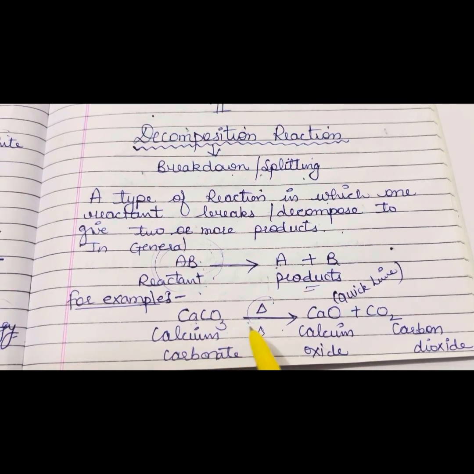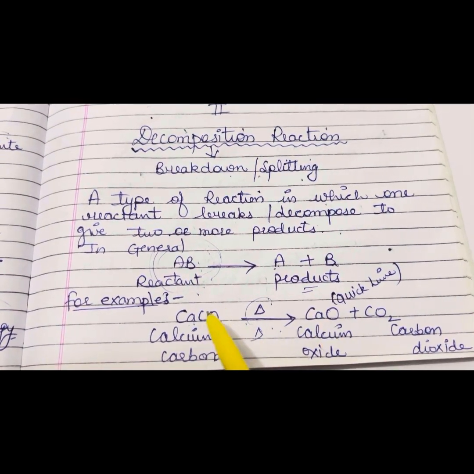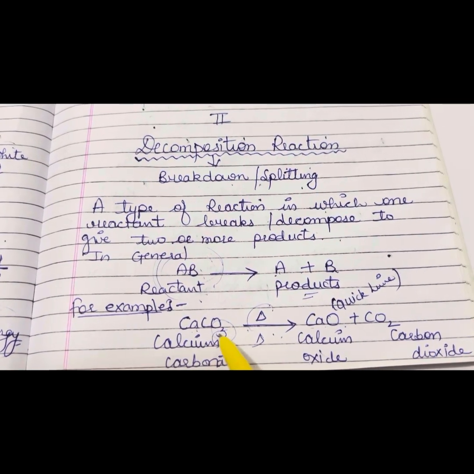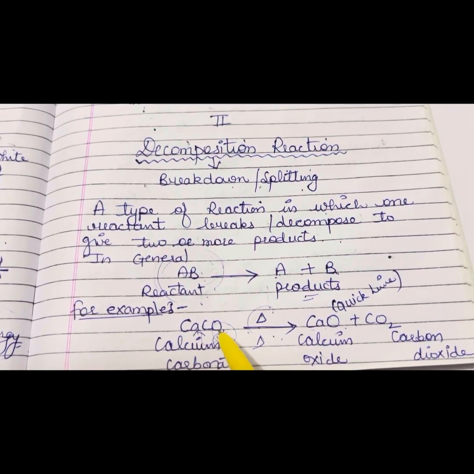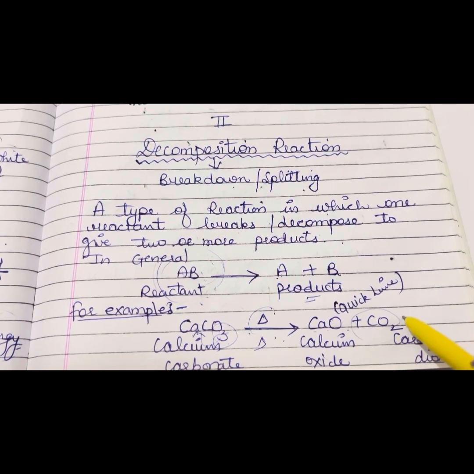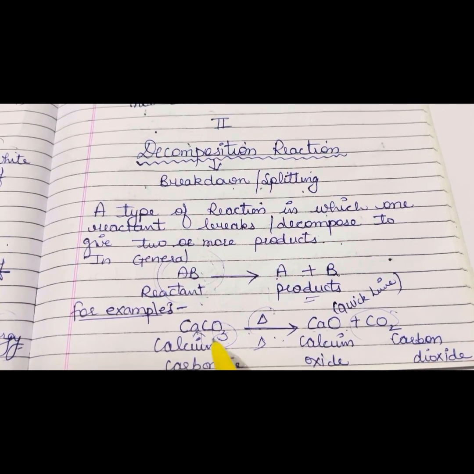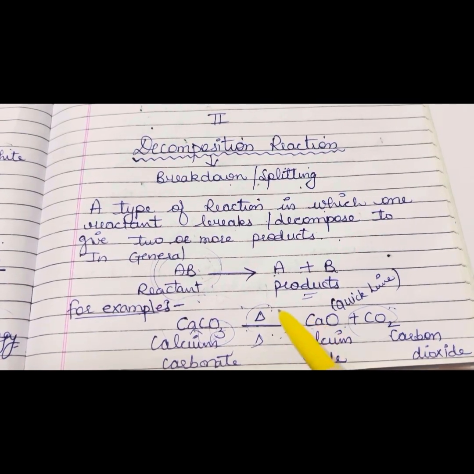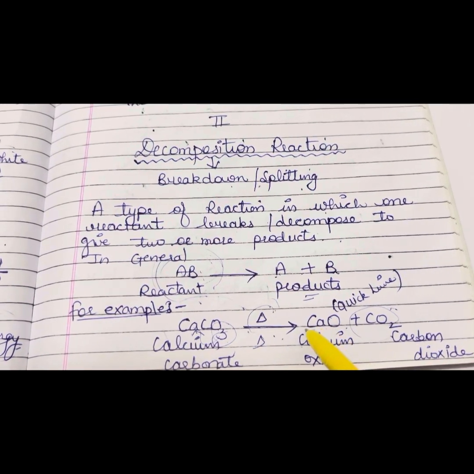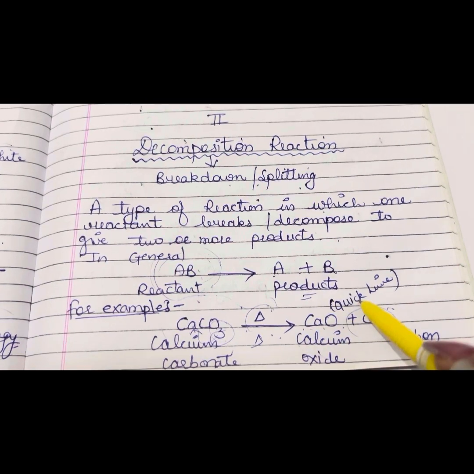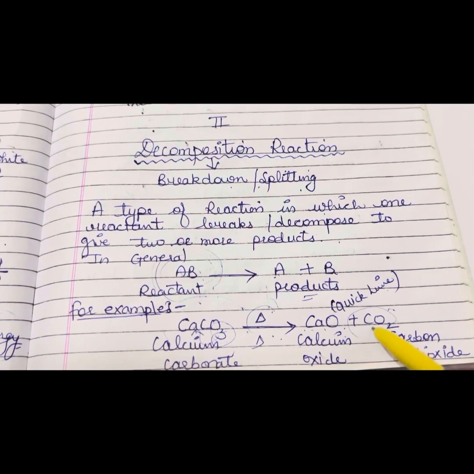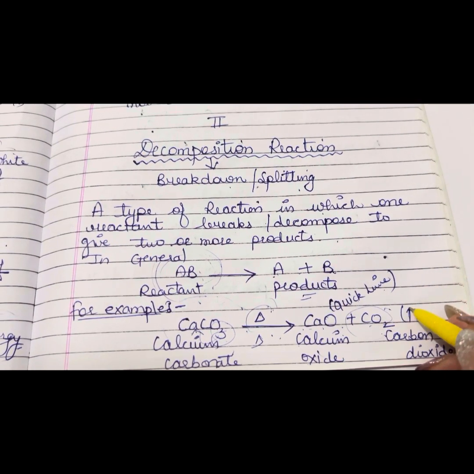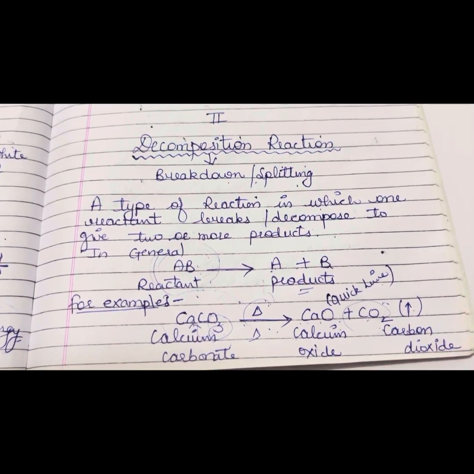When calcium carbonate is heated, it will give rise to calcium oxide, CaO. That means this one oxygen goes to calcium and here two oxygens are left, so the two substances. That means this calcium carbonate breaks down in the presence of heat and gives calcium oxide, which is known as quicklime, plus carbon dioxide. Carbon dioxide is a gas, so we will use here the upward arrow.